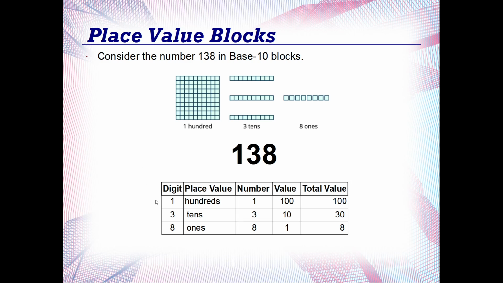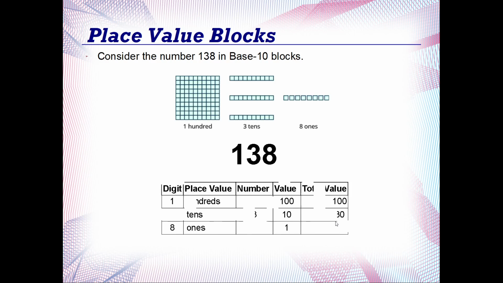So we look at each of these. The digit 1 represents the hundreds place, and the total value of this place is 100. Then we have 3 tens. Each value would be 10, and 3 times 10 is 30, so the total value of the tens place would be 30. Then we have 8 ones, where each individual block represents the value 1, and 8 times 1 is 8. If we add these up, we get 138.